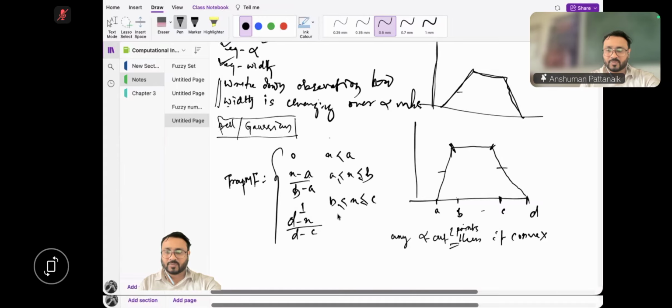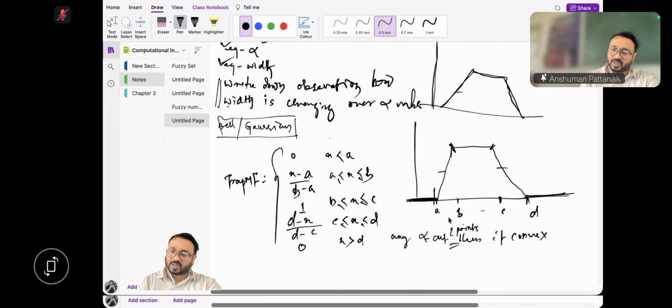So what is the reason? Within this region it is active, and again it will be zero after d, so x greater than d will be zero. The trapezoidal map is zero from the beginning and zero at the end after d. So if you observe, we have three segments: one, two, three. For these three things, we have to find alpha.